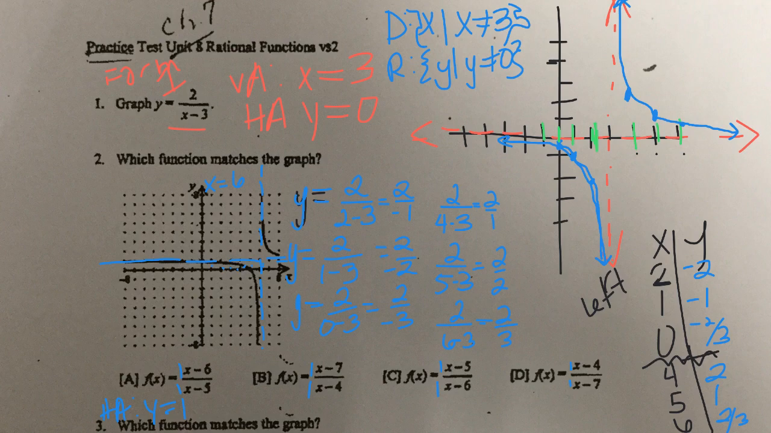So which of these equations has a vertical asymptote of x equals positive 6? Well, A would be positive 5, B would be positive 4, C would be positive 6, and so that's what makes C our answer, and D would be positive 7. So we can find that by just knowing our asymptotes and how to get that from the equation.